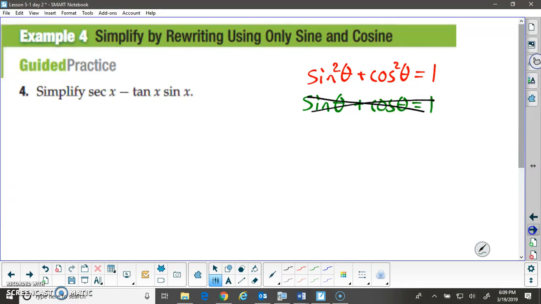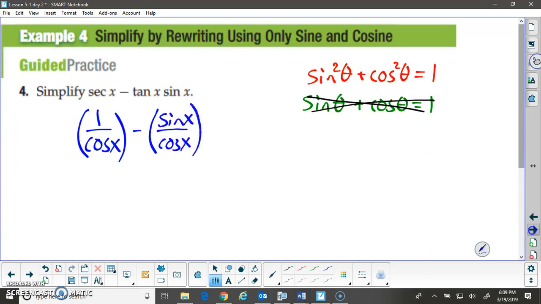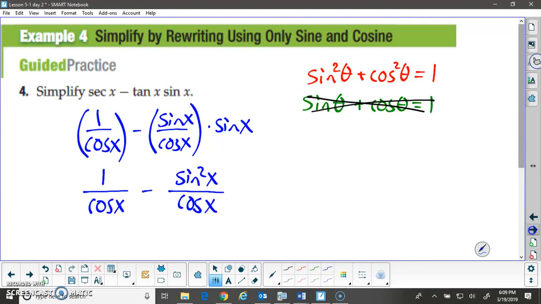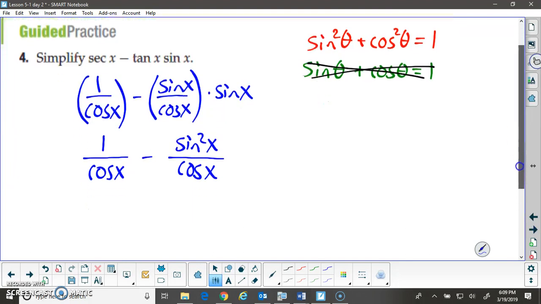Okay? So keeping that in mind, what we're going to do here is take that secant of x function and change it into 1 over cosine of x. I'm using strategy number 2 right now and changing everything into sines and cosines. We're going to change the tangent into sine of x over cosine of x. And then we'll just leave that sine of x there. Now you can see we've got this rewritten in terms of sines and cosines. We've got 2 fractions right now. The first fraction is just 1 over cosine. The second fraction is sine squared over cosine. And now we can take those 2 fractions and put them together.